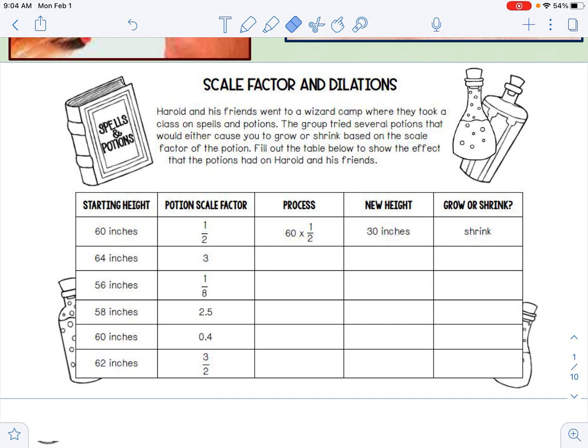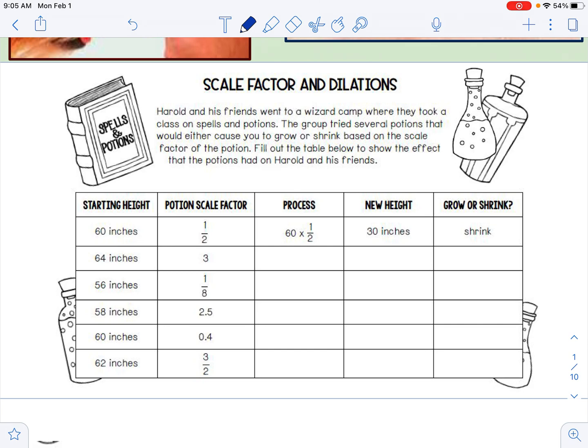It says, Harold and his friends went to a wizard camp where they took a class on spells and potions. The group tried several potions that would either cause you to grow or shrink based on the scale factor of the potion. Fill out the table below to show the effect that the potions had on Harold and his friends. You'll see the first one is done for you. The starting height was 60 inches. The scale factor of the potion was 1/2. So the process is just multiply 60 by 1/2, and you'll turn into 30 inches, which is obviously shrinking.